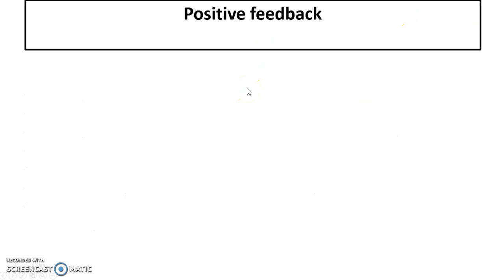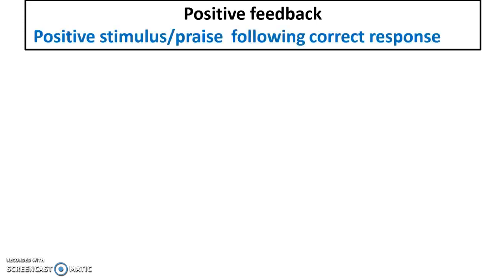First feedback type then, so you've got positive feedback. Positive feedback is very similar to something we've studied within operant conditioning, which is positive reinforcement. It's basically a positive stimulus or praise used when a response is correct. So I've put it onto here: positive stimulus or praise when a correct response is given.